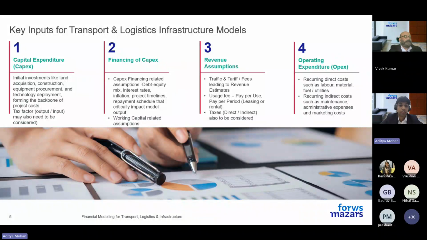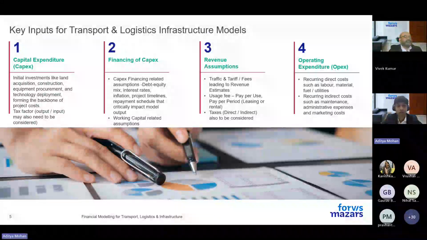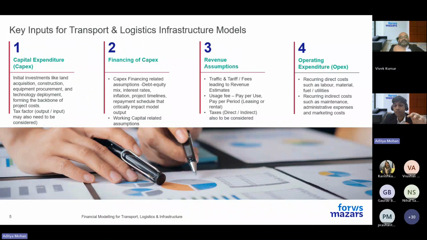Yes, Aditya. Right. So now there are four broad categories of inputs. So the first one we'll discuss is capital expenditure or CapEx. So this refers to all the upfront investments required to get a transport, logistics, or infrastructure project off the ground. So basically all the physical and digital assets that are needed to make the project operational. So this can include tangible items as well as intangible items.